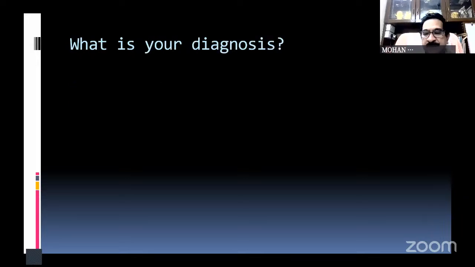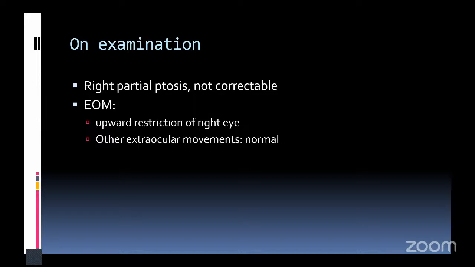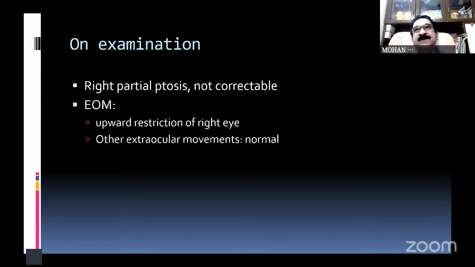So where is the site of lesion and the likely diagnosis in this patient? What possibilities do you consider, and what tests do you need? Superior division of oculomotor nerve involvement, sir. Very good, that is one possibility you have to keep. But it has been there for one year, and there is no local pathology to be seen. Still, that is a good thought, because it can explain the partial ptosis and elevation weakness.